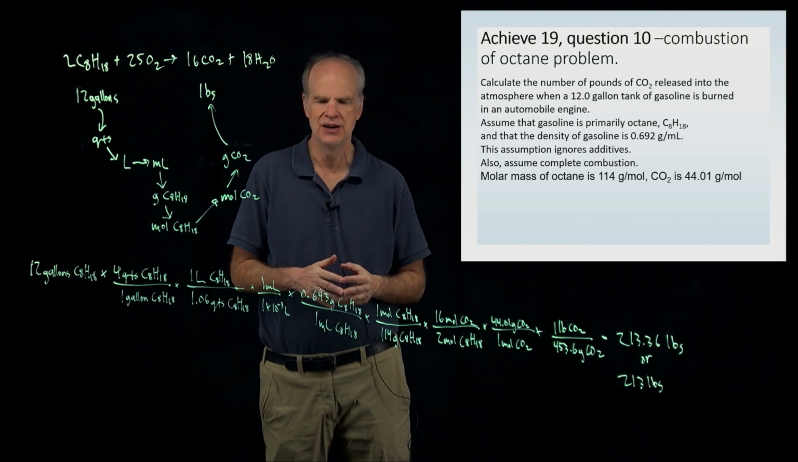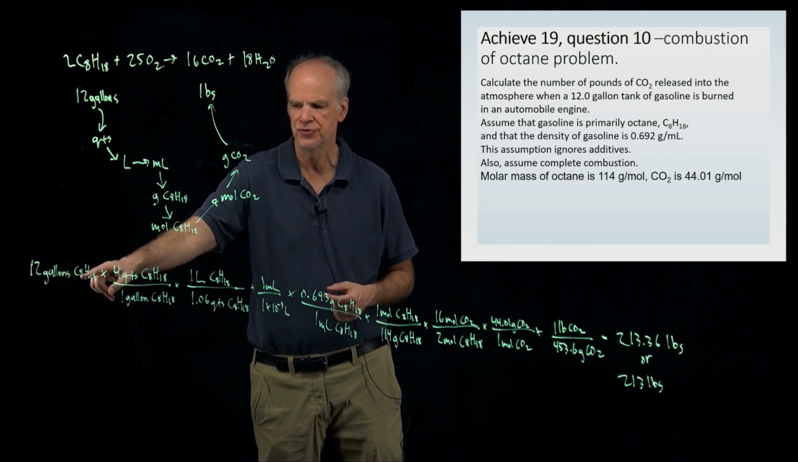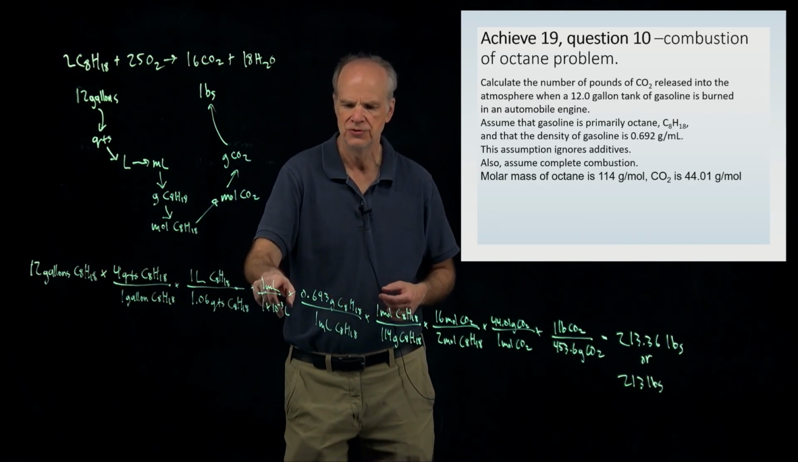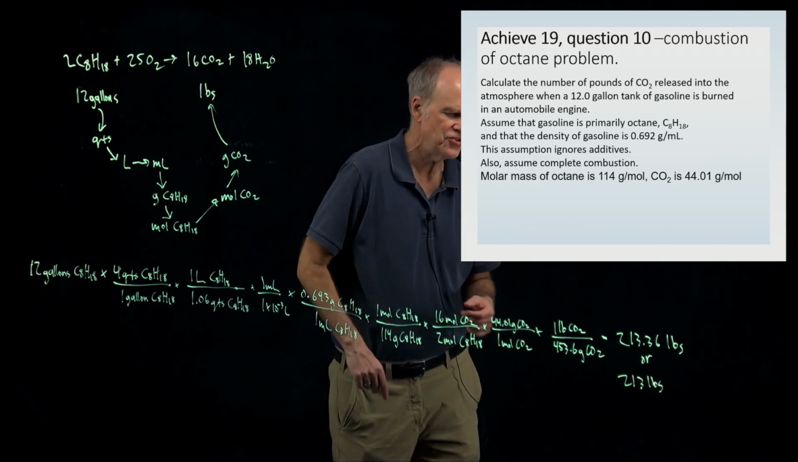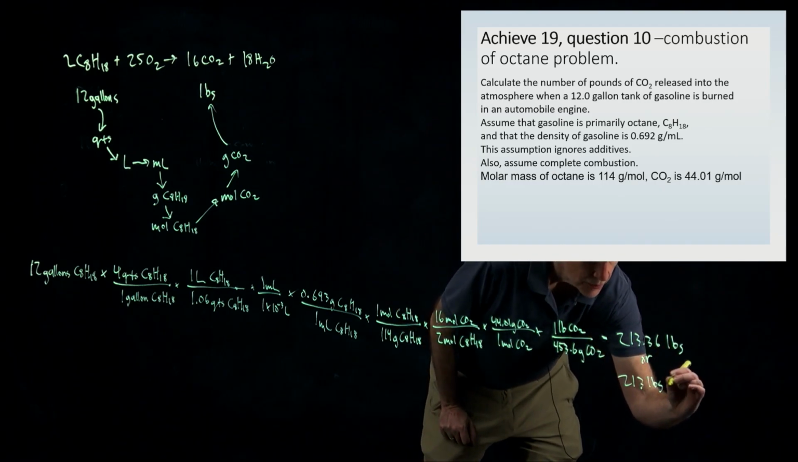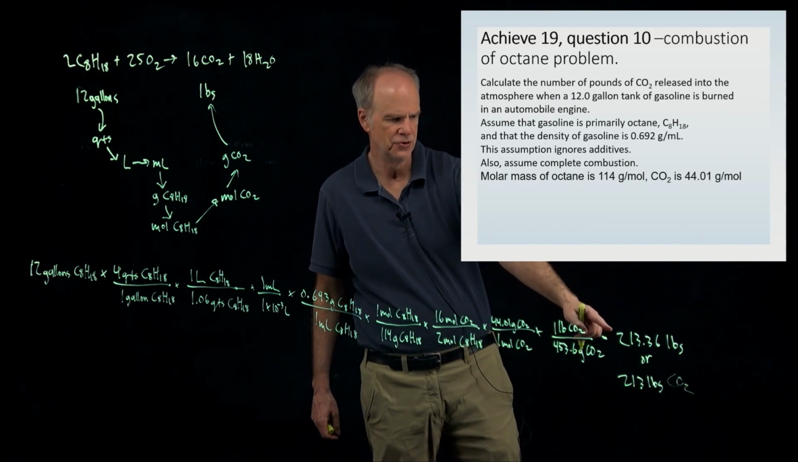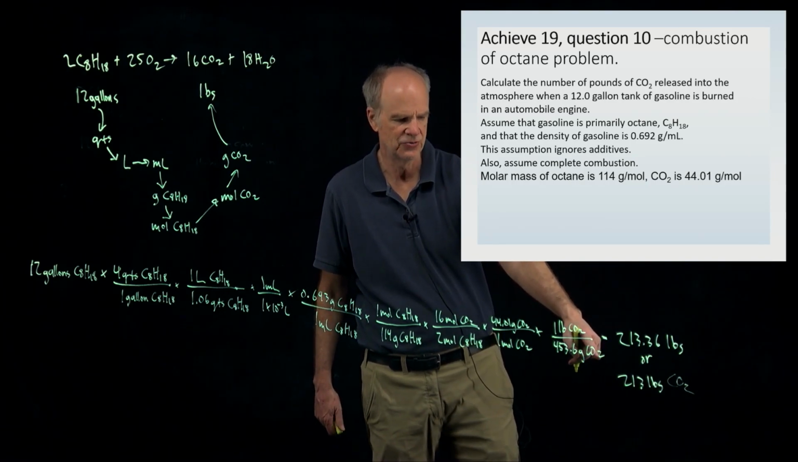Okay, so what I've done is I've started out with 12 gallons of octane, which has the formula C8H18, and I've used 1, 2, 3, 4, 5, 6, 7, 8 fractions to get this into pounds of carbon dioxide. So the answer I got on my calculator was 213.36 pounds, which I think they want the answer in 3 sig figs, which is 213 pounds.